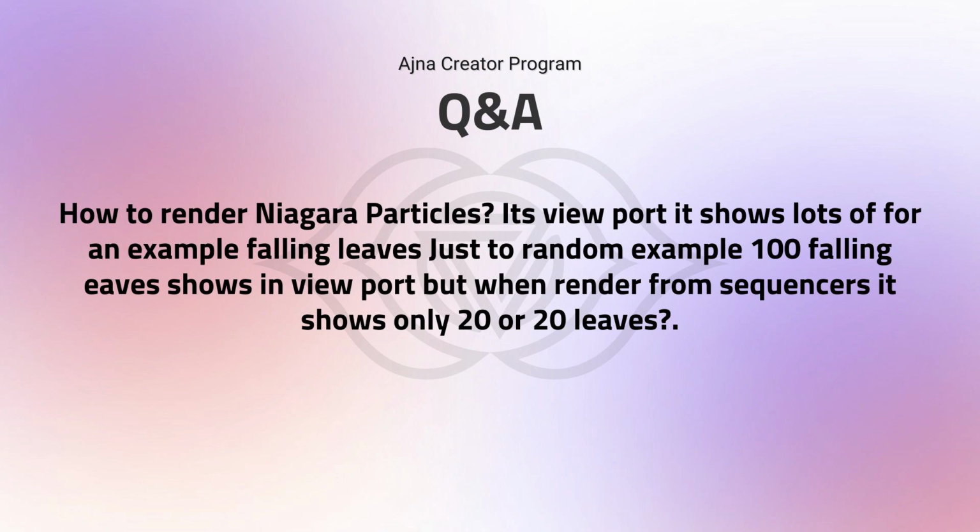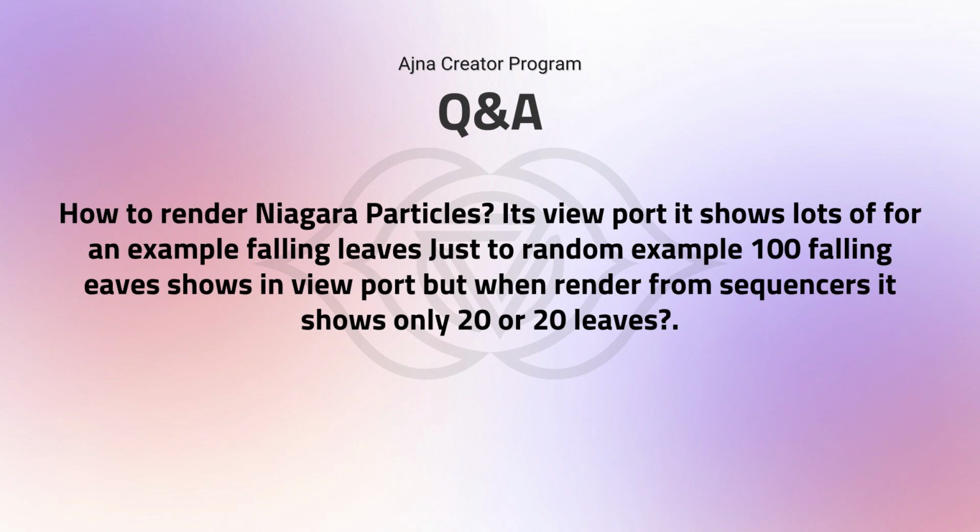How to render Niagara particles. The viewport shows a lot of, for example, falling leaves. Just as a random example, 100 falling leaves show in the viewport, but when it renders for my sequencer, it shows only 20 or 30 leaves. If you could maybe share a video of that rendering from the sequencer, maybe I could better understand the question.